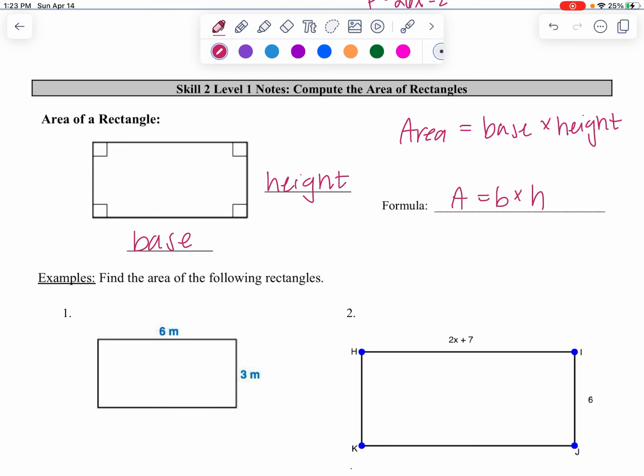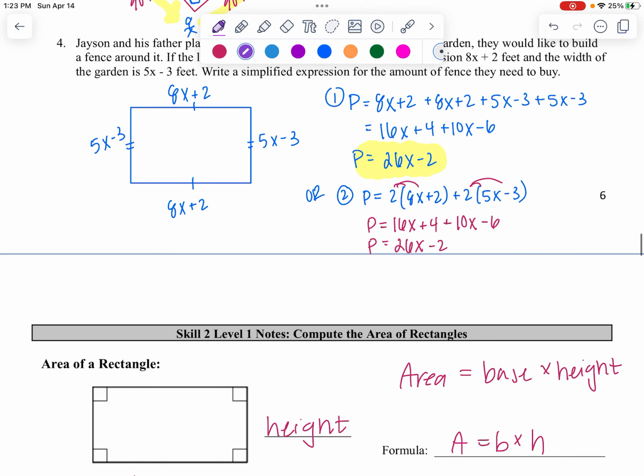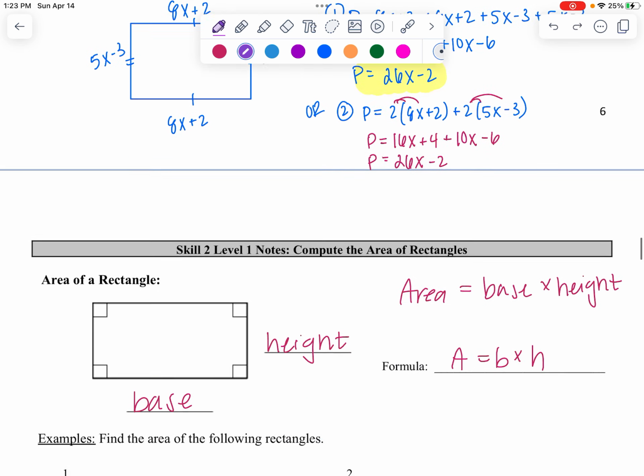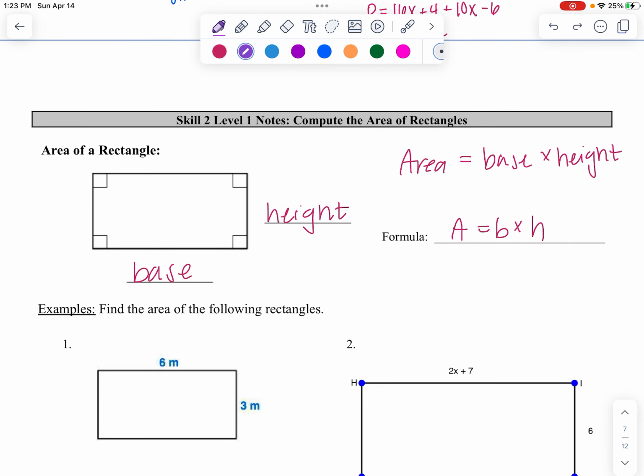With perimeter, we saw that in our units, if I was looking at number 3, our units were feet. However, when we're doing area, our units are going to be a little bit different. You're going to have units squared. You might see centimeters squared, inches squared, feet squared. So when we are labeling the area, we always need that squared.